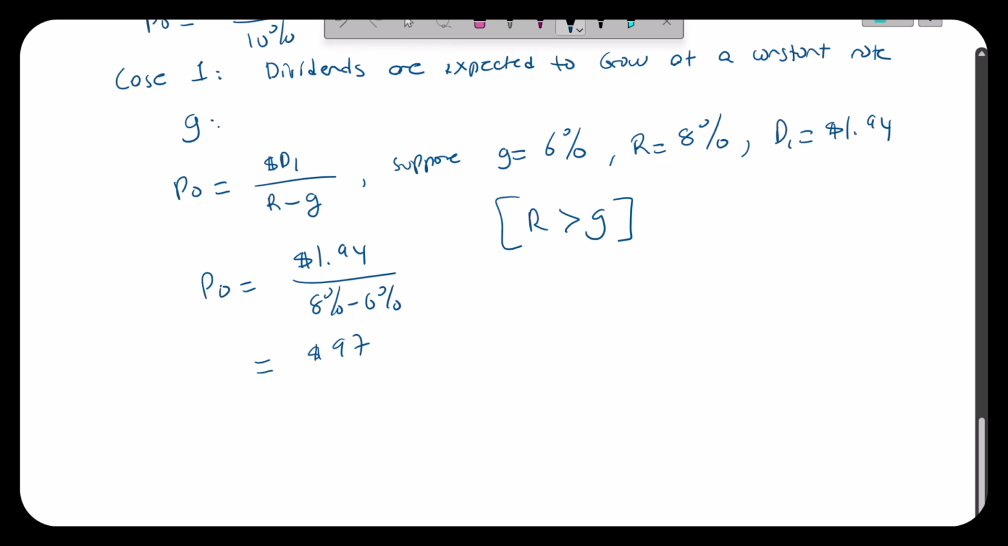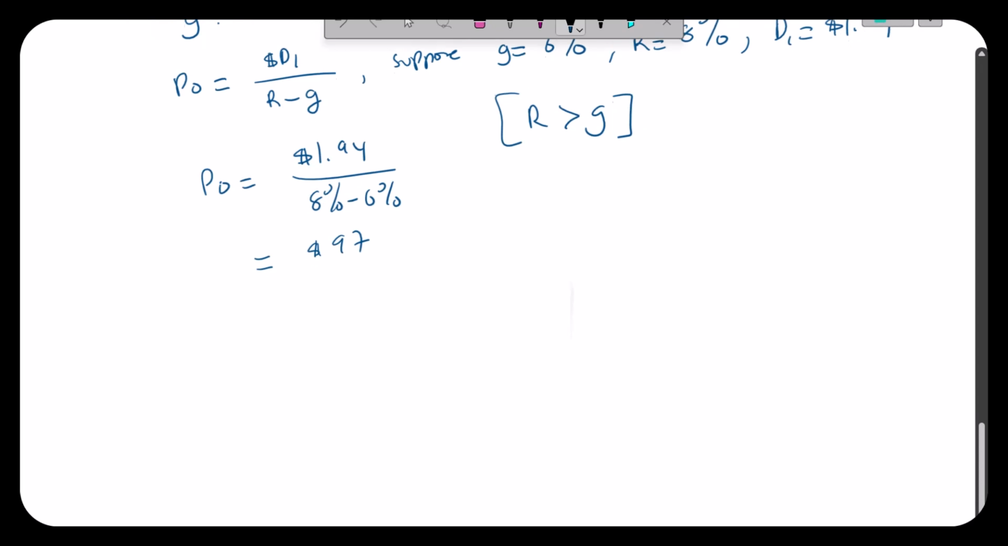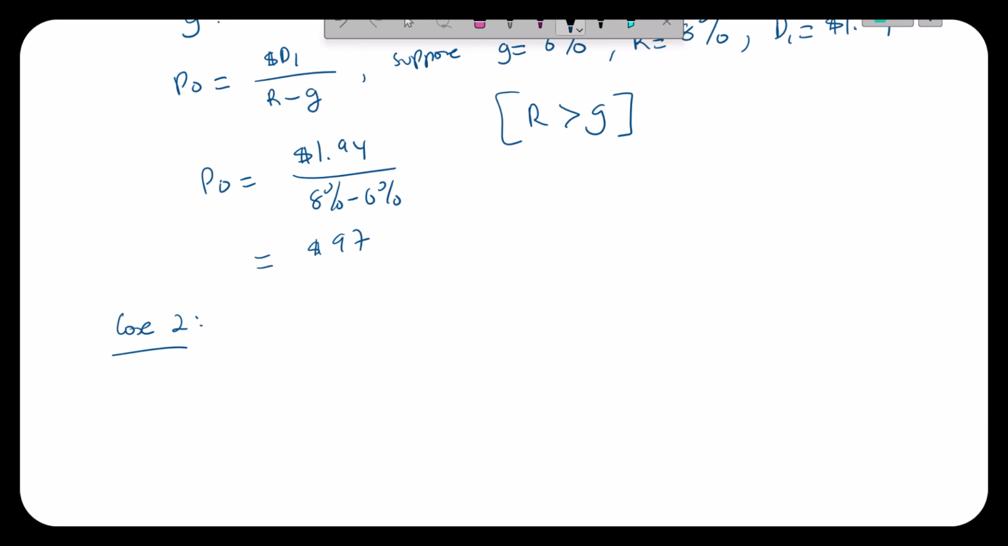The third case is you may have somewhat of a good idea about what the dividends are going to be over a few years, 3 years, 5 years. And after that, you're going to assume they will grow at a constant rate. Okay. This is the so-called two-stage growth model.